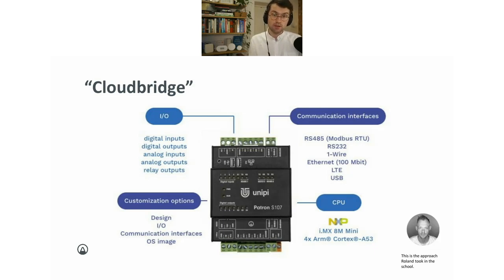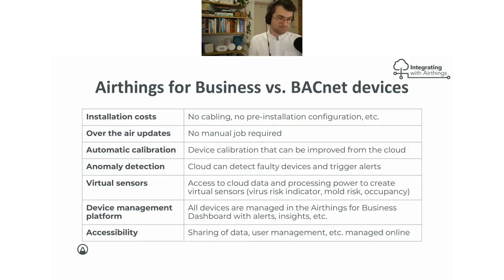As we saw in Roland's example, he used a cloud bridge like this to get an analog 0 to 10 volt signal. Looking at grouping several air quality sensors, he gave one CO2 level output, and then he normalized the CO2 signal between 0 to 10 volt. So this is also a great solution to bridge this gap and get BACnet capabilities within your building.